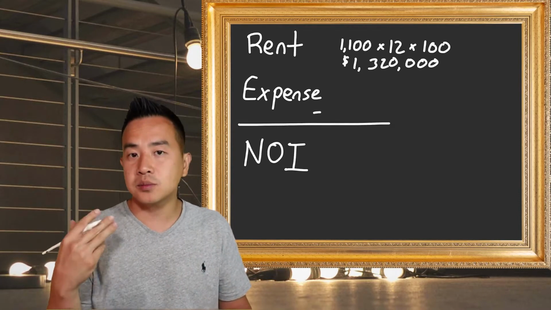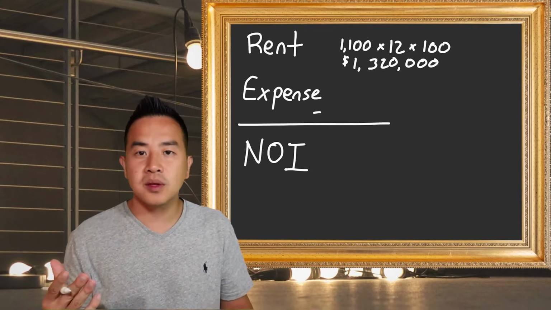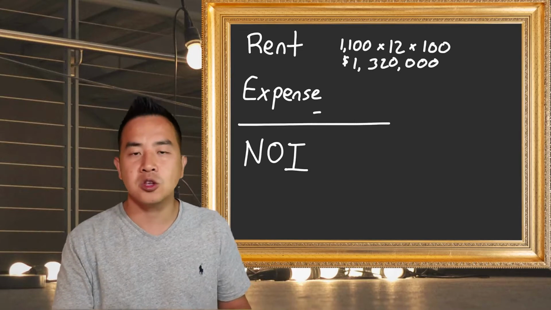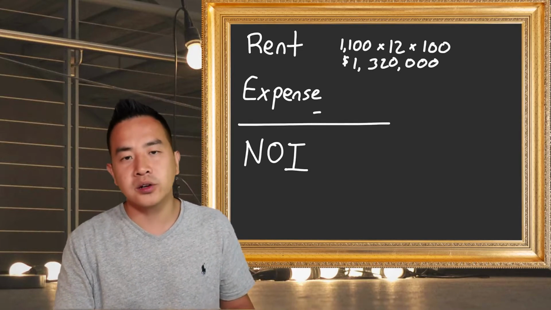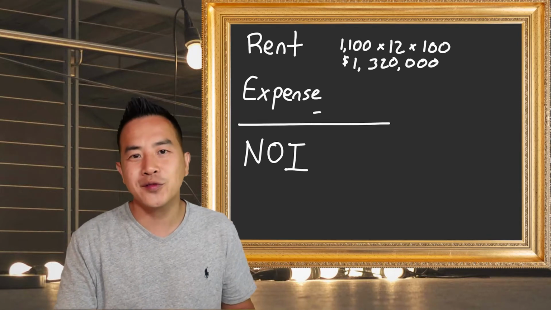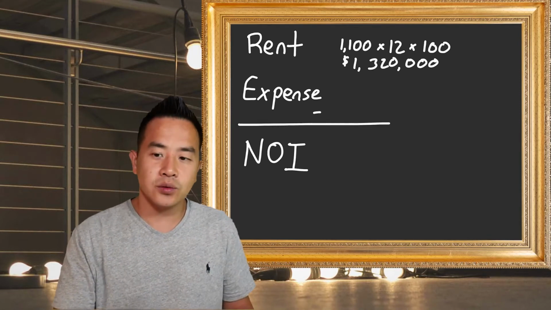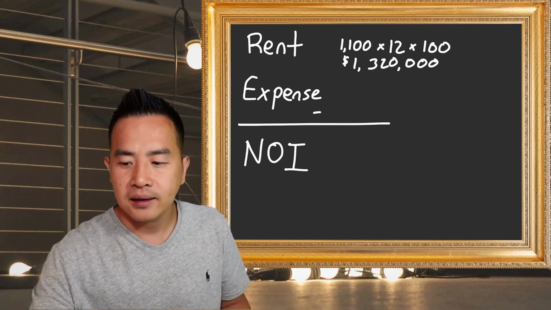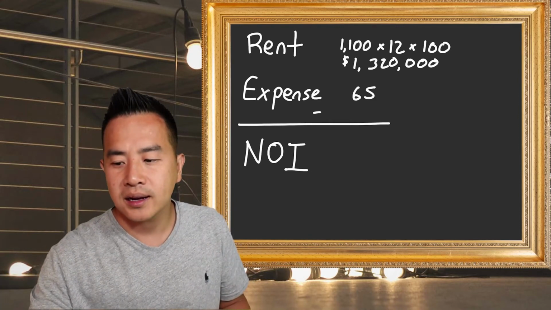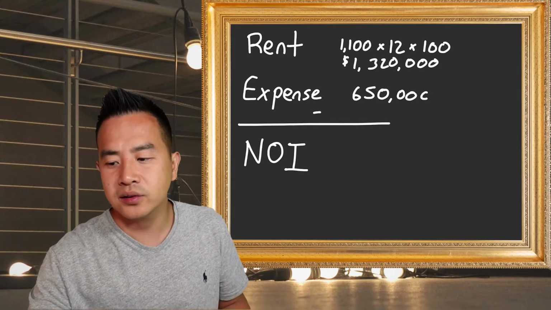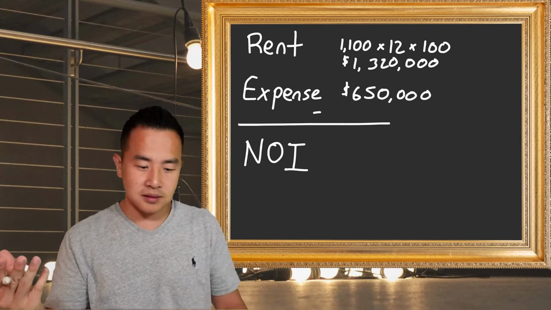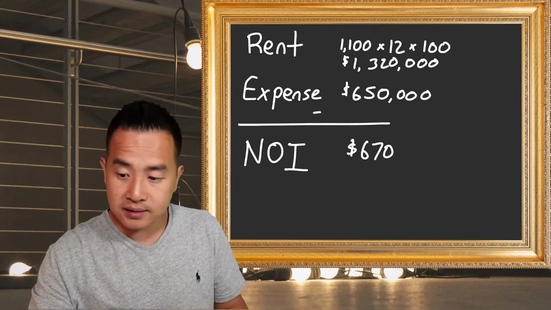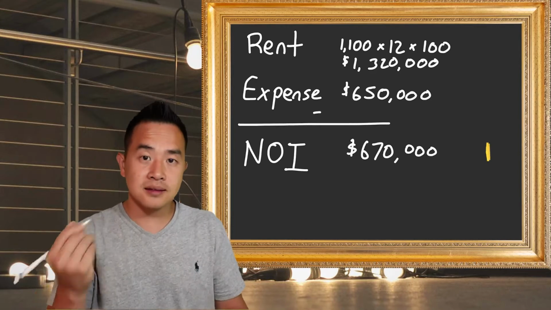Now we have to subtract the expenses. The expenses are going to be things like property maintenance and management and taxes and insurance. Then you might have fire alarm and sprinklers and lawn care and snow removal and all of those kinds of things, right? So the building is going to have expenses. Let's say I calculated $650,000 in annual expenses. I subtract that from our total, and we get $670,000. All right, that is the NOI.